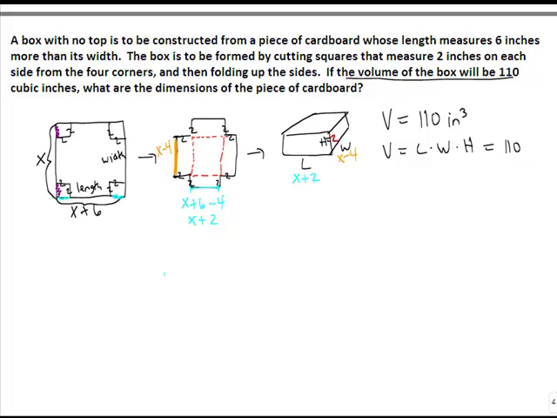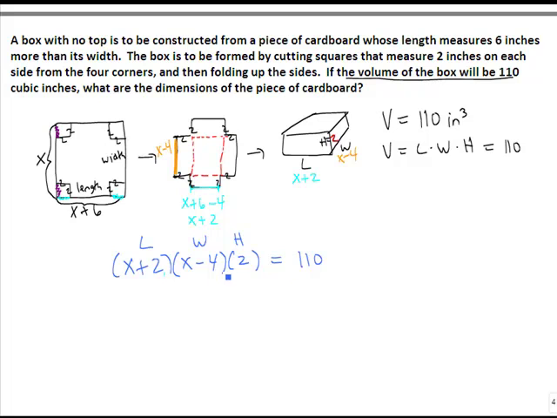So here's what our new equation looks like. The length, which we said was x plus 2, times the width, which we said was x minus 4, times the height, which was 2, and that volume needs to equal 110. So we want to solve this. There's a couple ways to simplify this. Remember, we want to sort of get rid of all these parentheses so that we can clean up the problem, and we want to get a 0 on one side.